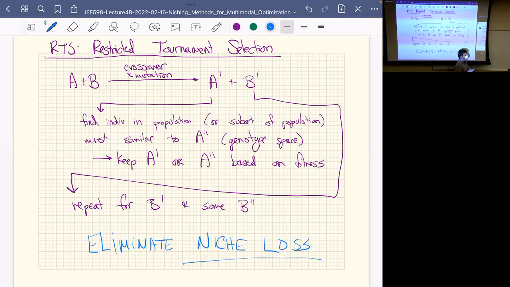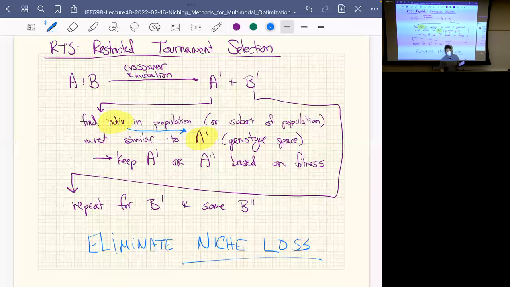Sir, just what does A double prime stand for? A double prime is an individual. So, sorry, there's a question online. An individual that we are calling A double prime. And so we find the individual in the population that is most similar to A prime, and I'm just calling it A double prime. It is an existing individual, possibly A prime's parent, but it may not be A prime's parent. So A prime is a new individual that we want to insert into the population.